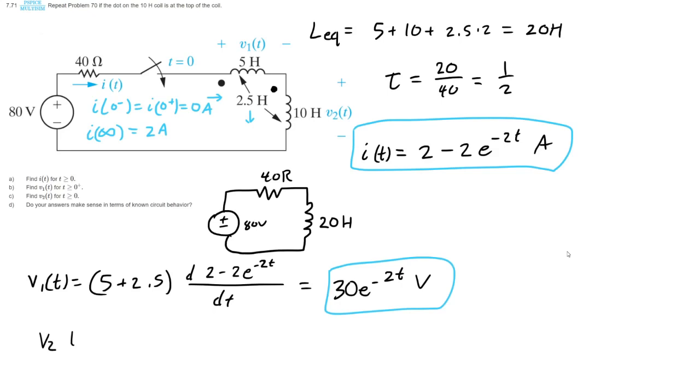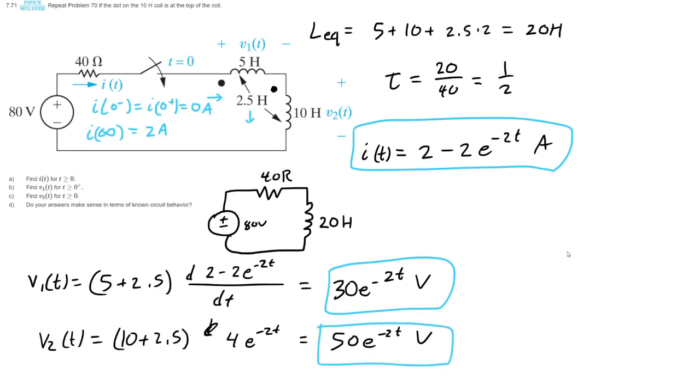Now V2(t) is going to be 10 plus 2.5, so L2 plus the mutual inductance, times the derivative. We already know it's going to be 4 e to the minus 2t. So this is going to end up being 50 e to the minus 2t volts. I hope I didn't go too fast or cut out too many steps, but I think at this point we've done the whole business with the I infinity, I zero enough times that you guys kind of understand what's going on. So let's move on to the next problem.